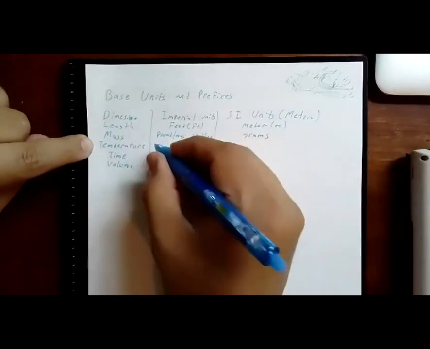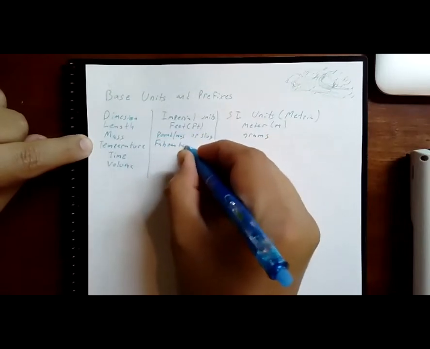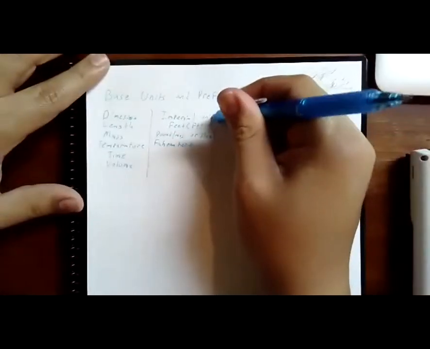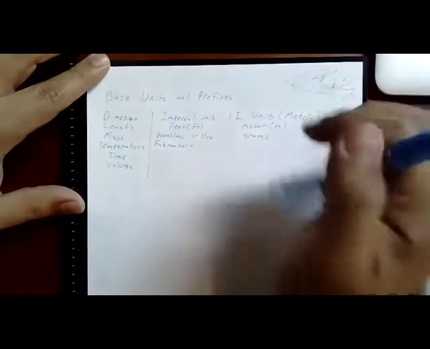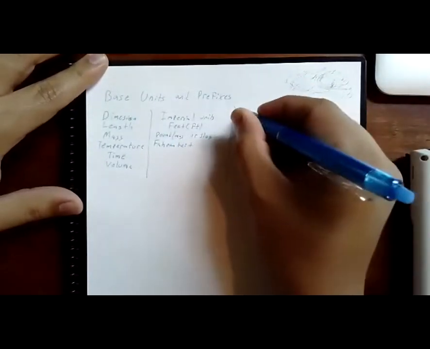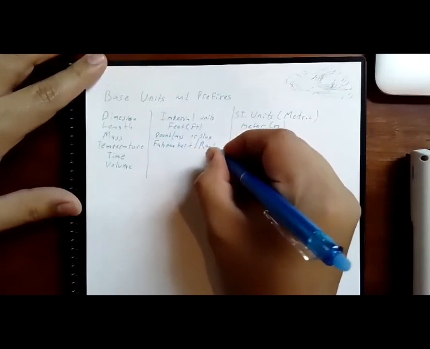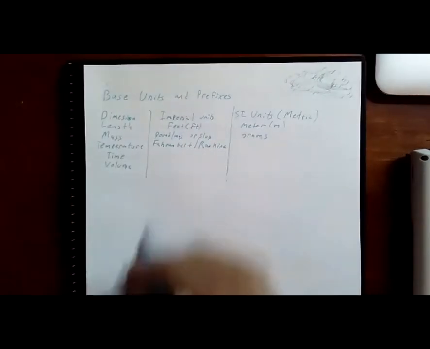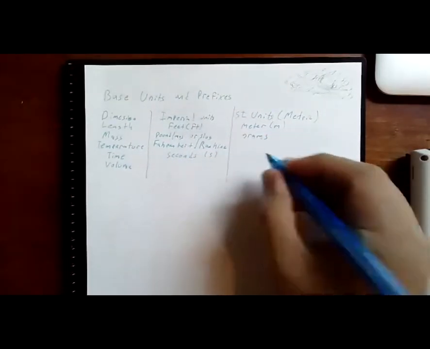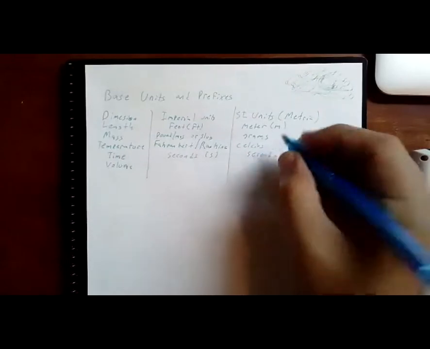Okay. Temperature, we use Fahrenheit, or Rankine. Do not have space here. Move this over. Okay. Time, luckily, we all use the same type of deal. Seconds, which is an S, right? Same thing for SI. Although they use Celsius or Kelvin.